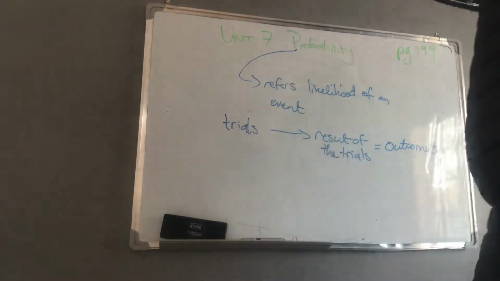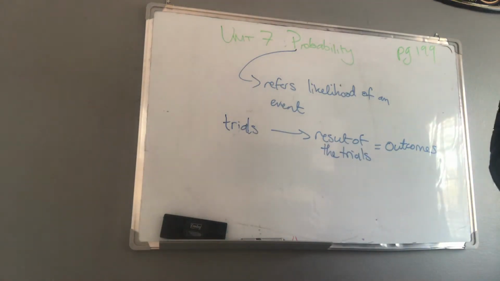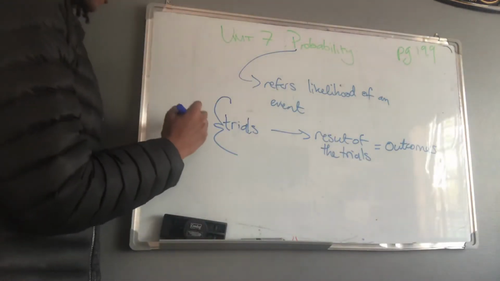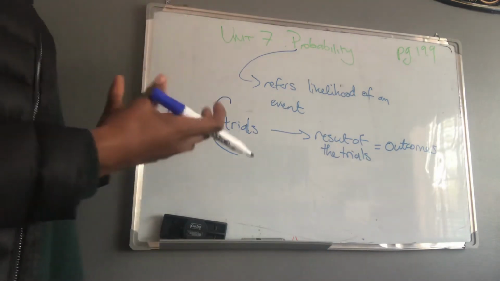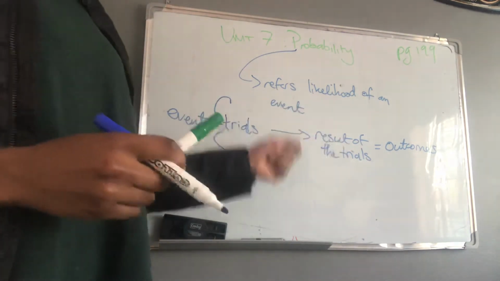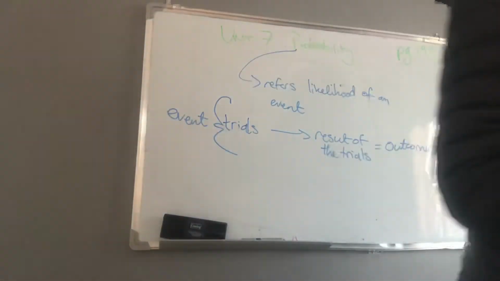So you have your trials, and the result of the trials is equal to your outcomes. So once you roll the dice and you obtain an outcome, this whole scenario is then called the event. So an event is the trial and the outcome.